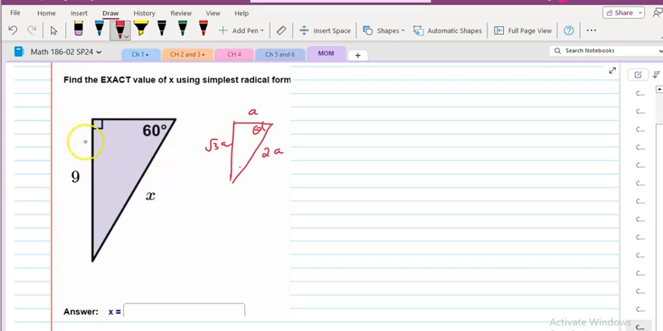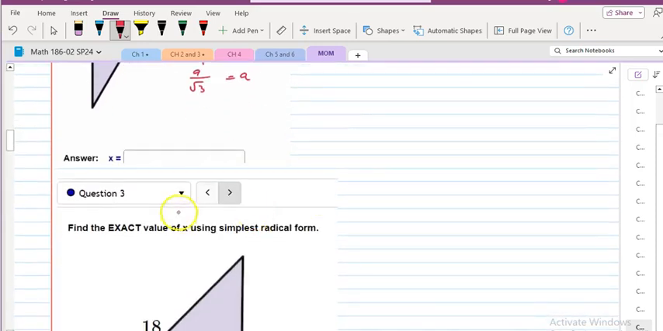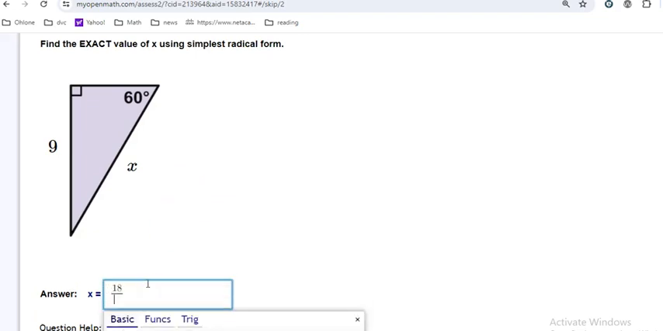Is there any side that I know? Oh, there's 9, which is the same as root 3 A. So I set up the equation 9 equals root 3 A. So A would equal 9 divided by root 3, right? So I know A, it's 9 over root 3. What about 2A? 2A would be 2 times 9 over root 3, which is equal to 18 over root 3. So x is that.